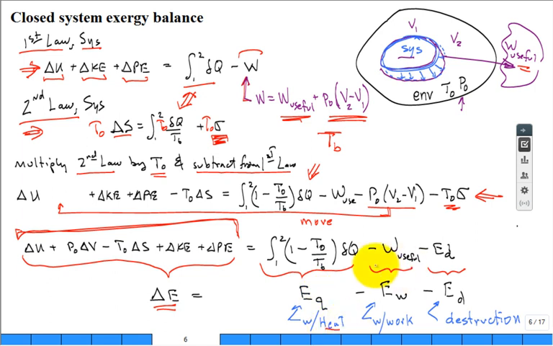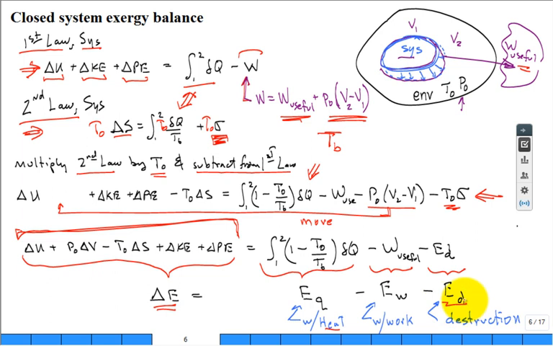This looks like exergy transfer with work, and it's nice because it's 1-to-1. If there's 1 kilojoule of energy transfer by useful work, it's 1 kilojoule of exergy transfer with that useful work, or with that work.